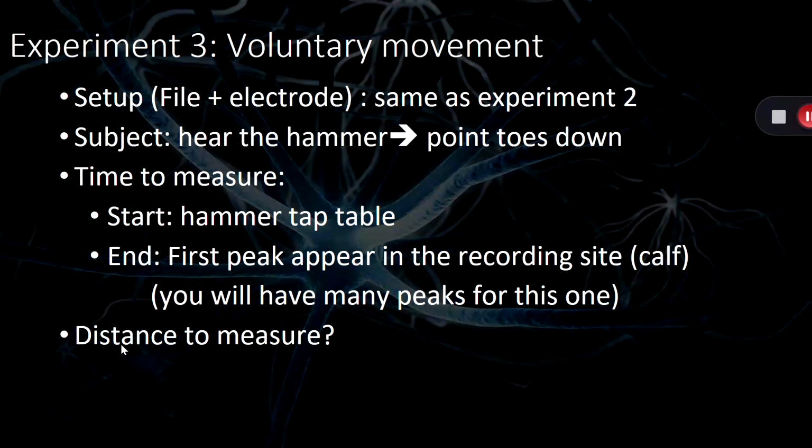Distance to measure. Let's think a little bit about how the signal travels for this experiment. The subject will point their toes when they hear the hammer hit, right? So the signal basically travels from their ear to their brain, and their brain tells the spinal cord to send a signal to their sciatic nerve, and then the sciatic nerve goes to their calf. That is how the signal travels during the whole procedure. So we need to measure the distance from the ear to the brain to the spinal cord, and then all the way to the calf, right? But it's hard to measure that in detail, so we're going to round it up and just measure the distance from the ear to the calf.